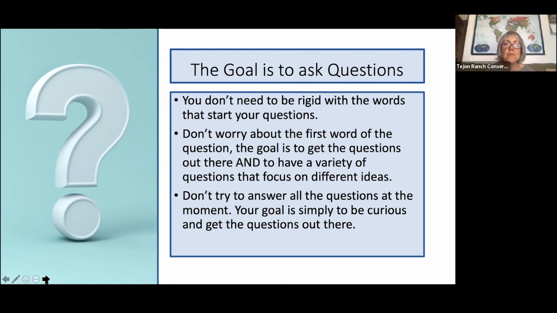And that's very liberating. It's freeing to you. You don't have to worry about only asking questions that you can find the answers to. Just go wild and ask as many questions as you want.